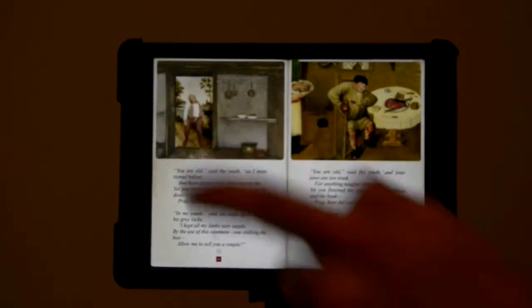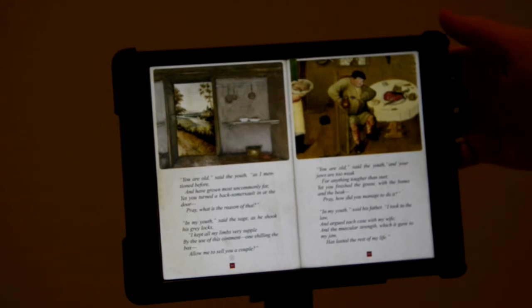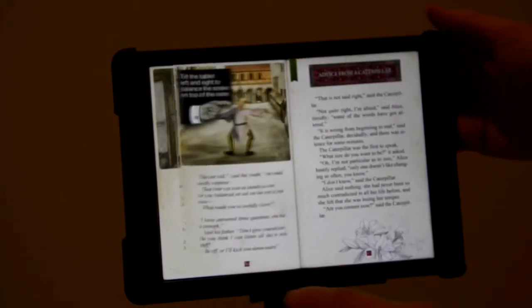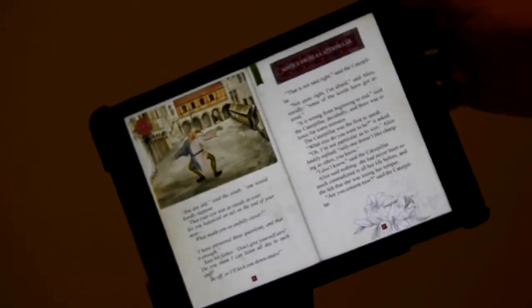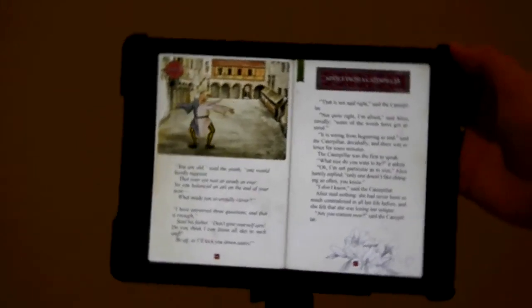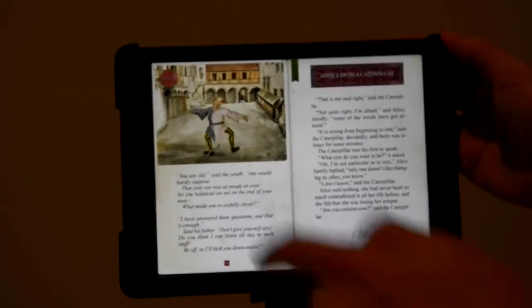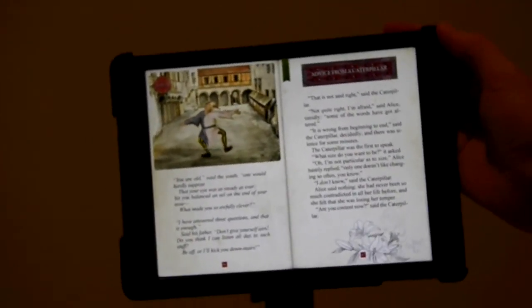"You are old," said the youth, "and your jaws are too weak for anything tougher than suet. Yet you finished the goose with the bones and the beak. Pray, how did you manage to do it?" And this is the game. "You are old," said the youth, "One would hardly suppose that your eye was as steady as ever. Yet you balanced an eel on the end of your nose. What made you so awfully clever?" You need to balance the snake. And if not, you play again. So this is the game. Balance the snake. Oops. "I have answered three questions, and that is enough," said the father.